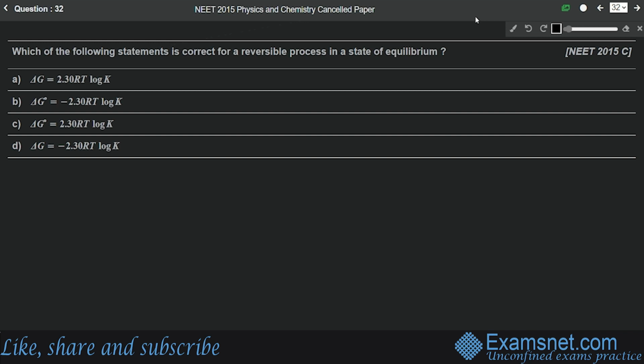Question number 32 is from the chapter Equilibrium, and the question is, which of the following statements is correct for a reversible process in a state of equilibrium? Okay, so we know that at equilibrium delta G is equal to 0. Therefore, delta G naught is equal to minus 2.303 RT log K. Okay, so the correct answer will be option number B.